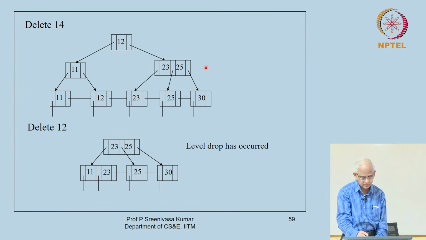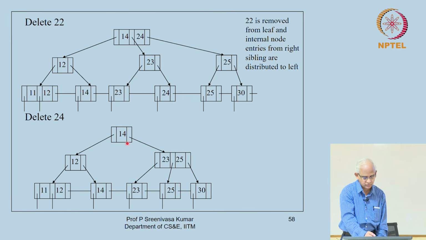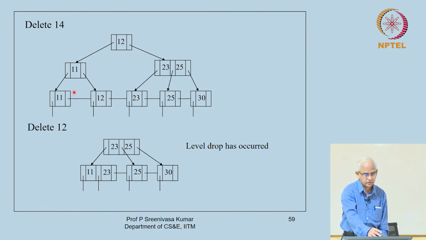So let's take delete 14 here. In this the root has 14, let's try to delete 14. So 14 is here. If I delete 14, then fortunately its sibling has 2 keys, so I can borrow 1 key from here. If I borrow, then this will change, and if this changes, this also has to change. So this is how you can keep the structure but change the values appropriately.